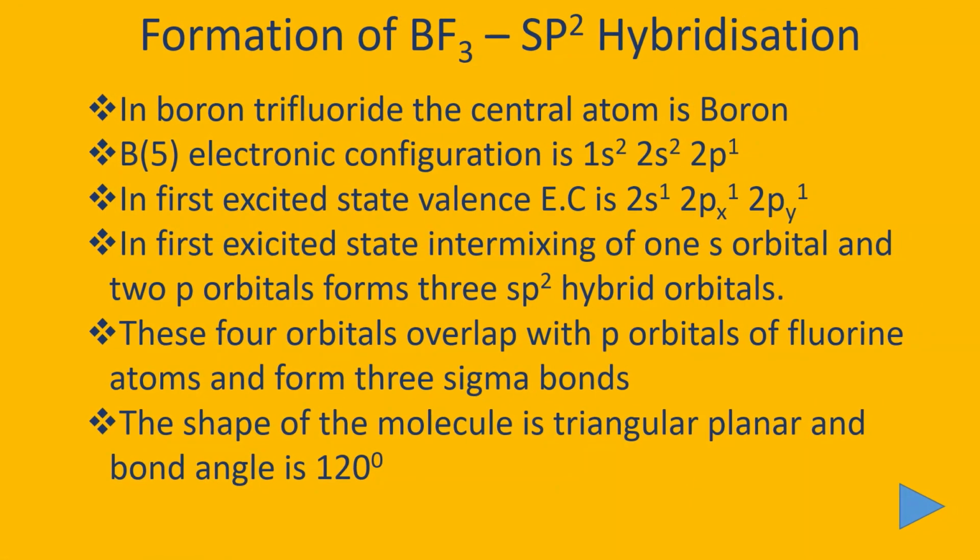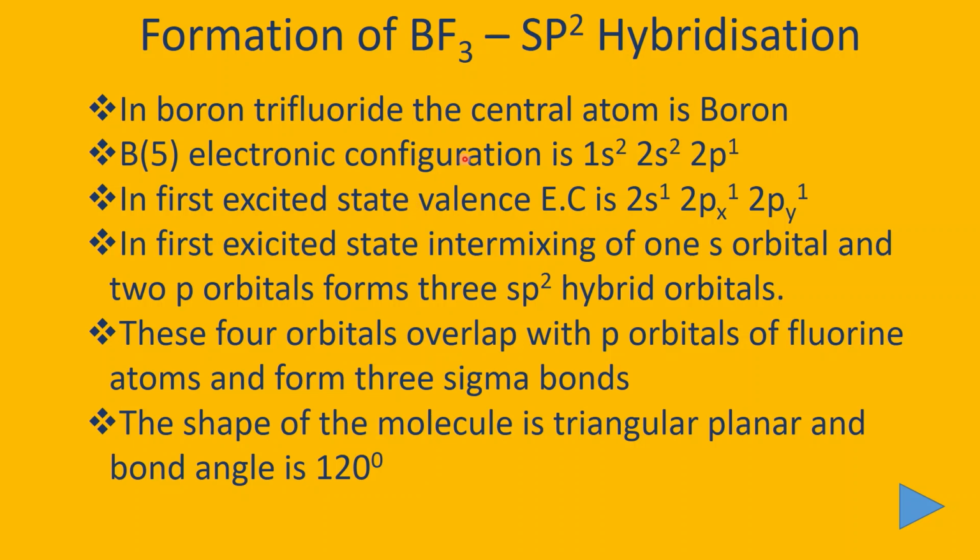Next one, sp2 hybridization, formation of boron trifluoride. In boron trifluoride, the central atom is boron. Boron's atomic number is 5. Electronic configuration is 1s2, 2s2, 2p1. In the first excited state, valence electronic configuration is 2s1, 2px1, 2py1.